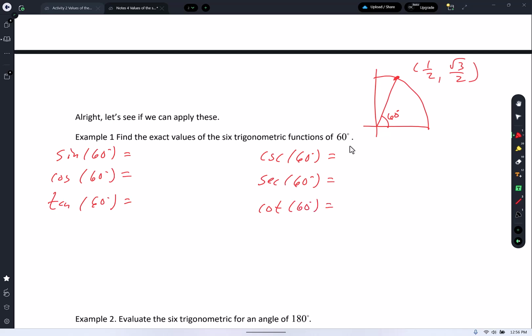All right, sine 60. Sine 60 is square root of 3 over 2. Cosine 60, 1/2. Tan 60, y divided by x, square root of 3 over 2 divided by 1/2. I just get square root of 3. We're okay with that? Okay, cosecant is the reciprocal of sine. 2 over square root of 3, or 2 square root of 3 over 3.